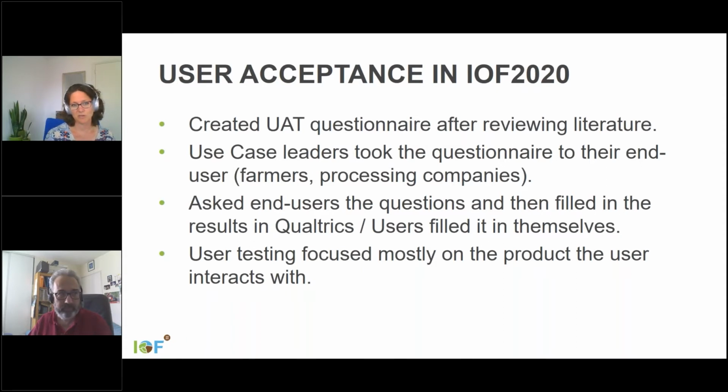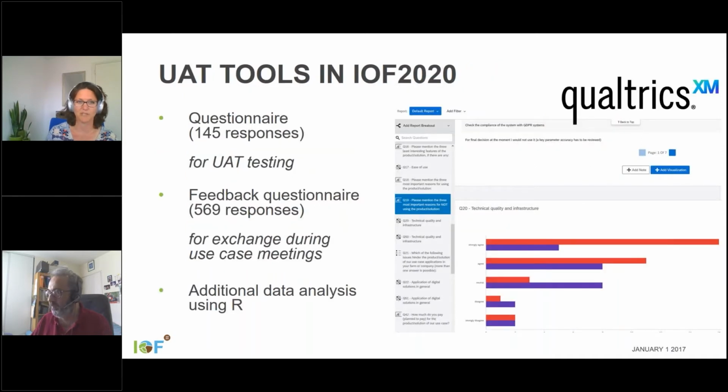And what we try to do is focus mostly on the product or the interface that the user was interacting with. And in the agri-food context, that would mean the application that shows the graphs or the data, which is inputted by data coming from the fields, for example. And the tool that we used mostly is Qualtrics.